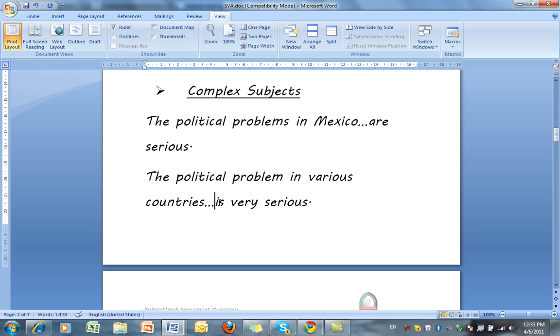So if this were to be an action verb, I might say, the political problem remains. The political problem in various countries remains. So this S here makes you feel like it should be plural, but it's not. It is singular. Let's look at another example.